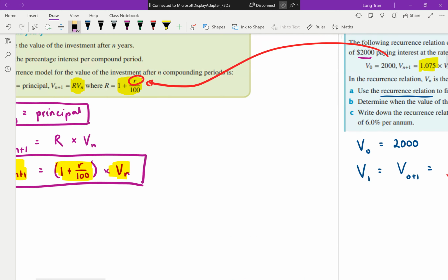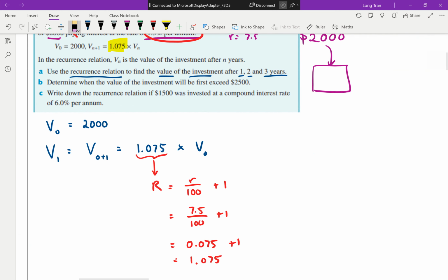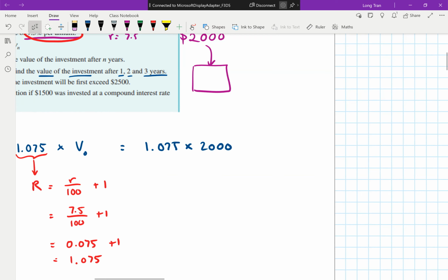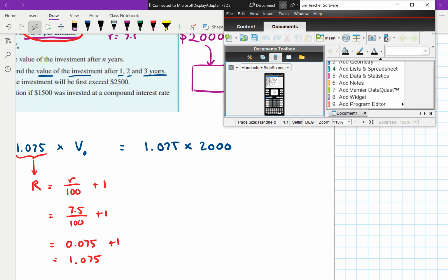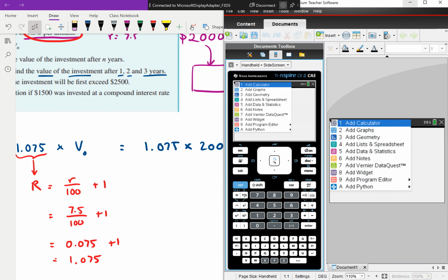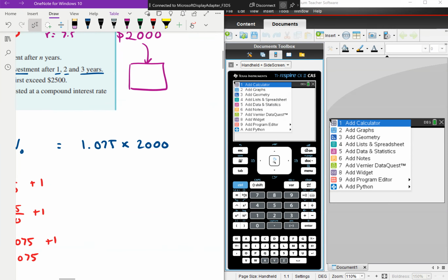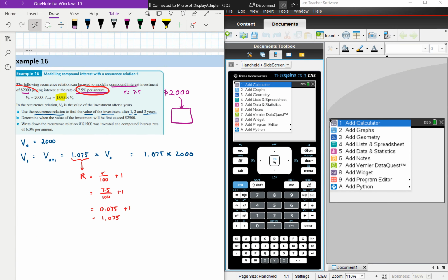Now, I've got my rule. What do they want me to do? They wanted me to find V1, for 1 year, 2 years, and 3 years. So I still need to know what this equals to. On my calculator, I'm starting off with 2,000, and then I'm multiplying 1.075 to the amount I started off with, which was 2,000. So here's my calculator. Let's do it. I'm going to grab out my calculator, and we're going to do it just on the side over here so you can see. Here we go. I'm going to zoom out so you can see my calculations.